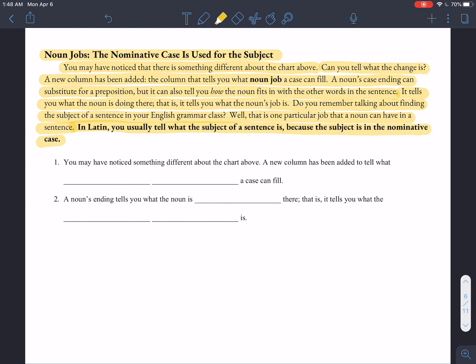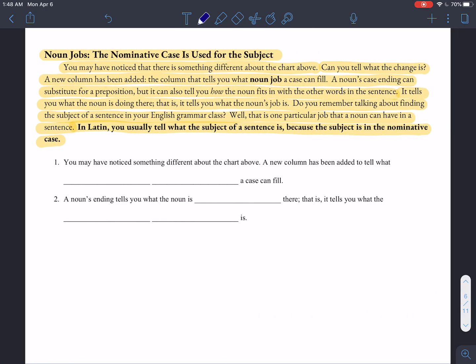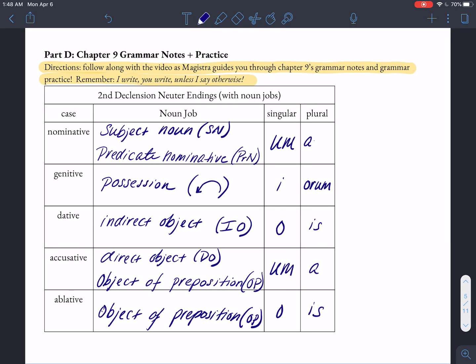Now, Magistra, what does all that mean? Let's take a look back for a minute. Over here, we found out that in Latin, you can usually tell what the subject of a sentence is because the subject is in the nominative case. So if you look here, the case is nominative, and one of the noun jobs for the nominative case is subject noun.